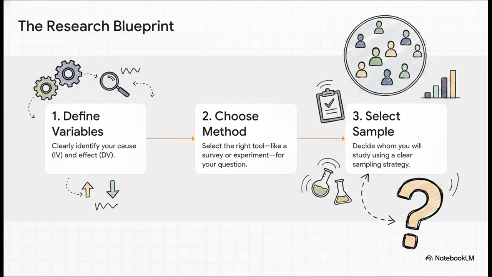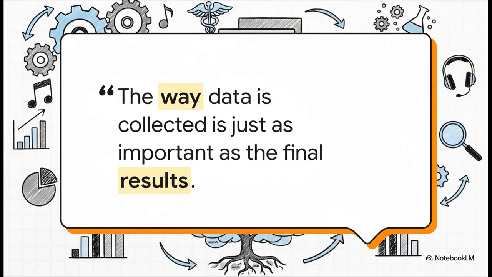You have to clearly define your cause and effect, you have to pick the right tool for your specific question, and you have to select a sample that actually represents the group you're studying. A mistake in any one of these steps means that final conclusion, that headline you read, probably isn't reliable. And this really is the heart of the matter. It's not about the flashy headline at the end. The credibility of any piece of research, whether it's our little music example or a massive medical breakthrough, lives or dies based on the quality of its methods. How the data was collected is absolutely everything.